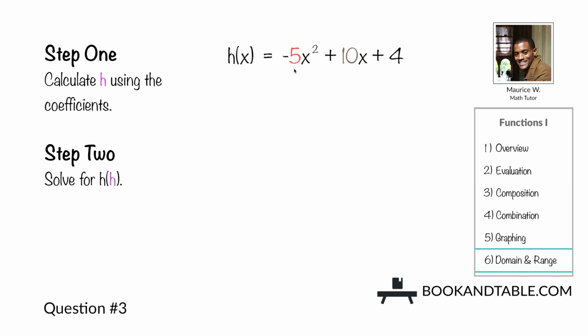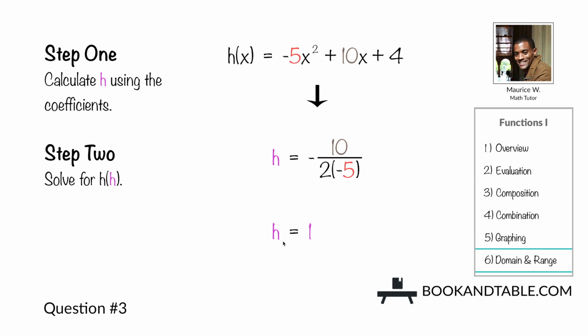H of x is equal to negative 5x squared plus 10x plus 4. So we are first going to use the coefficients negative 5 and 10 to calculate h. So h is equal to negative 10 over 2 times negative 5, which would be negative 10. This negative and this negative cancel each other out. So we get 10 over 10, which is 1.